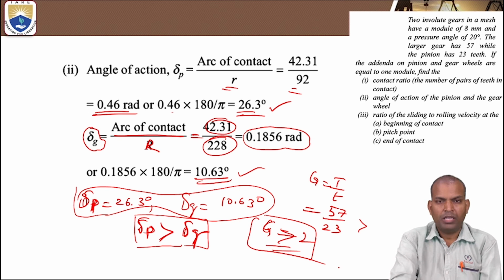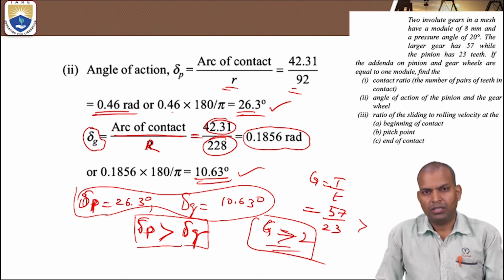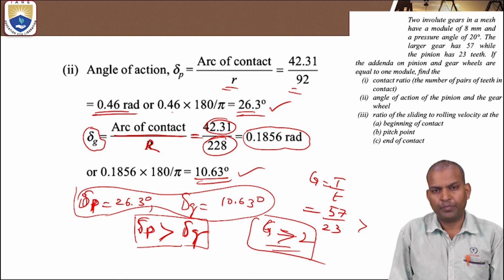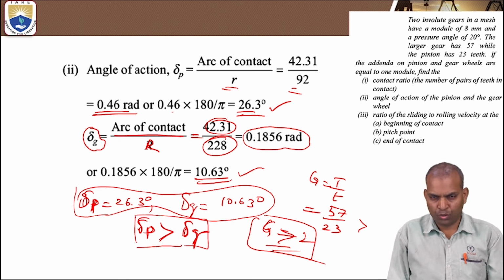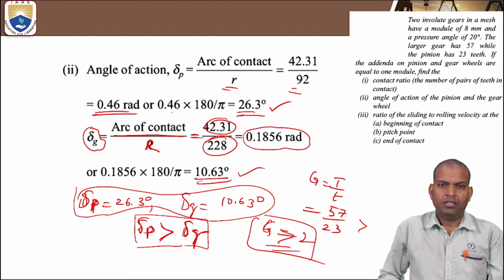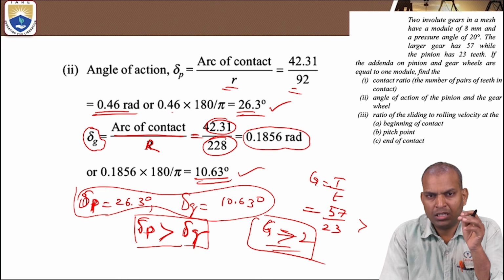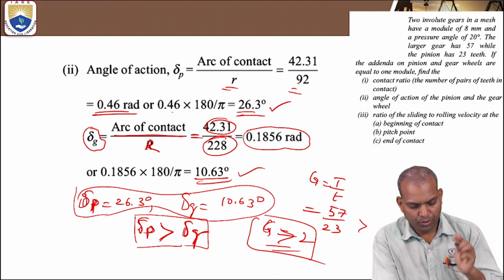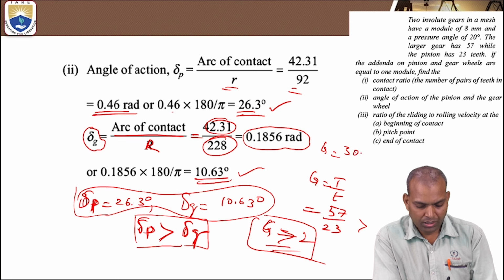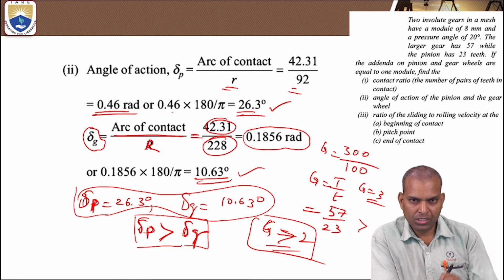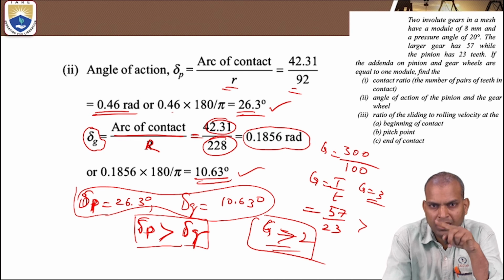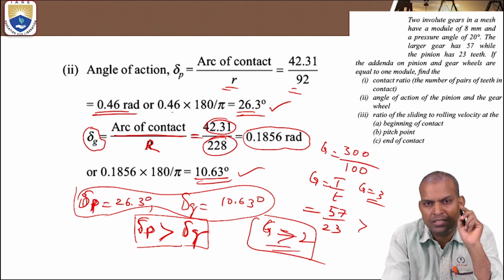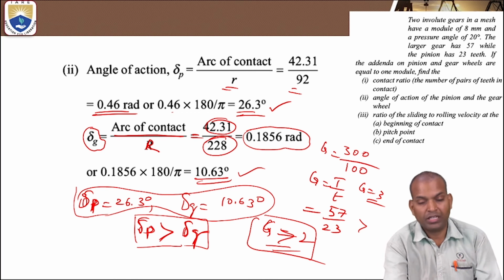If the gear ratio is 3, that means the number of teeth on the pinion is 3 times lower than the gear, or the number of teeth on the larger wheel is 3 times more than the pinion teeth. Suppose the number of teeth on the gear is 300 and on the pinion is 100, then the gear ratio equals 3. What is the meaning of gear ratio equal to 3? One revolution of the gear makes the pinion rotate 3 times. That is another meaning, the physical significance of gear ratio.